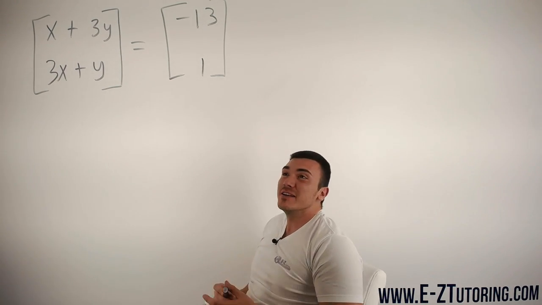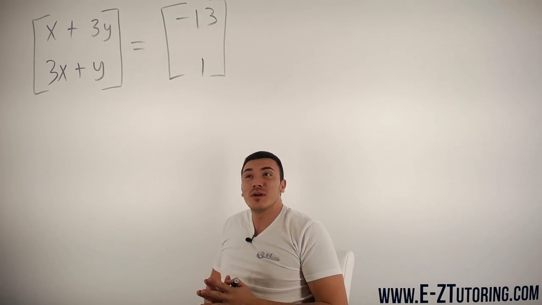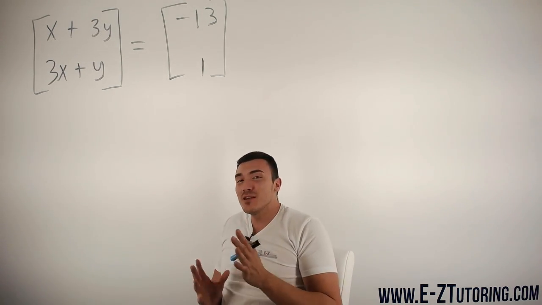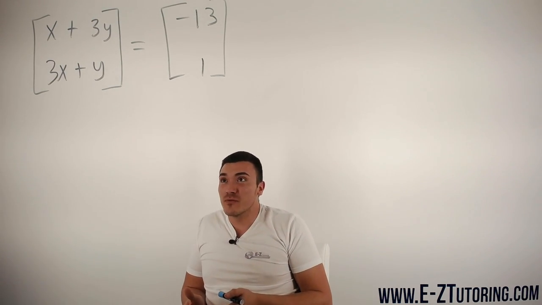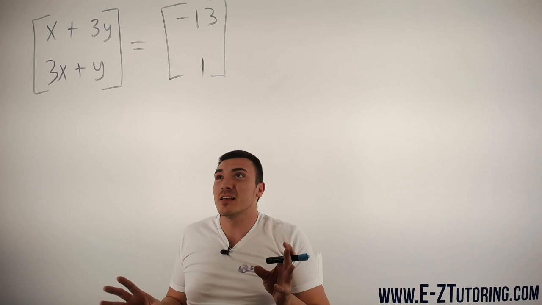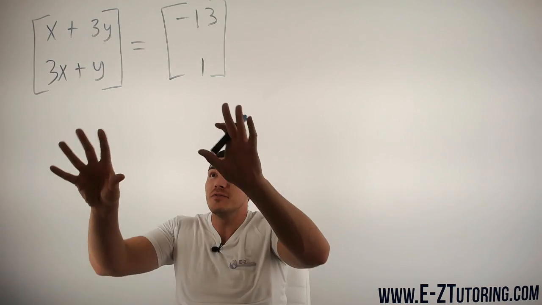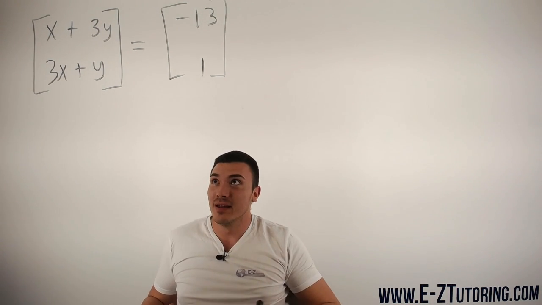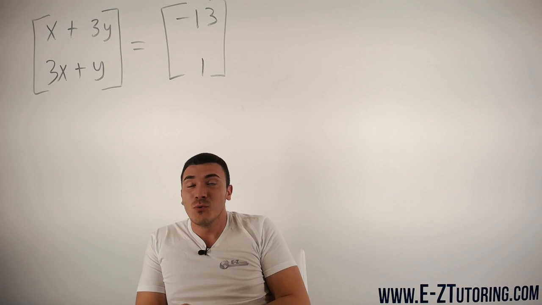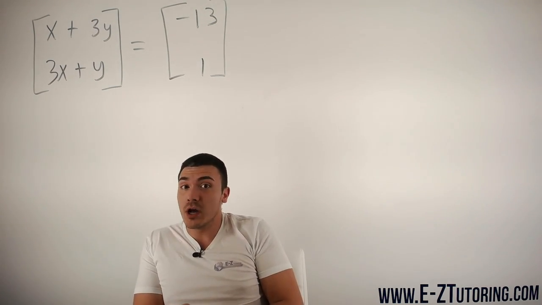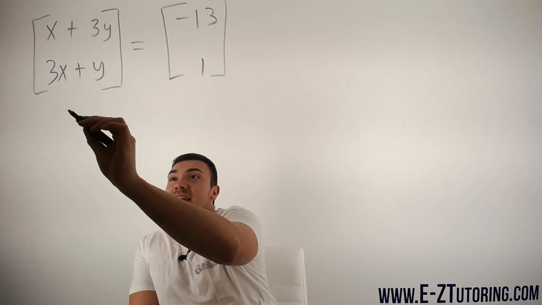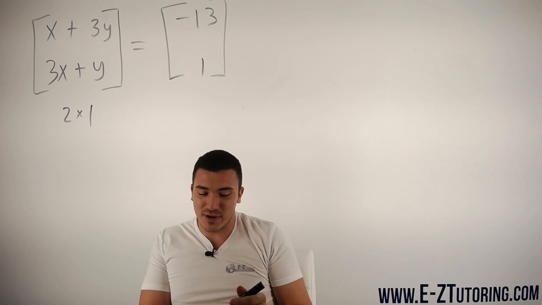Today we're going to cover how you can solve an equation with matrices. Now this equation is very simple, it's very straightforward, and the reason I say that is because the dimensions of these two matrices are the same. You can see that in this matrix we have 2 rows, 1 column. So therefore it is a 2 by 1 matrix.